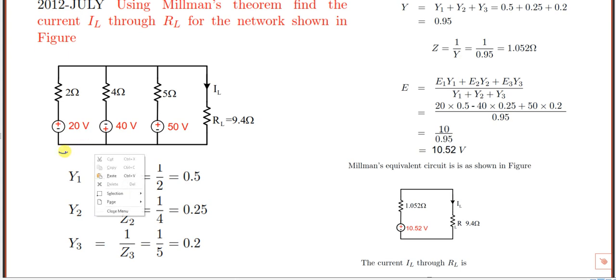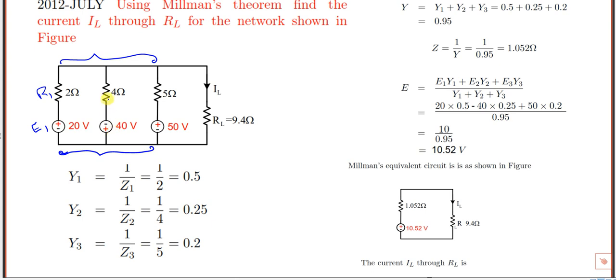How many voltage sources are connected in parallel? Three voltage sources are connected in parallel. This is E1, this is R1, this is E2, R2, E3, R3. So we can write the formula. I can convert this into this network. I can convert three parallel voltage sources into a single voltage source and single resistance. Then what is the value of this single voltage E and single resistance R?